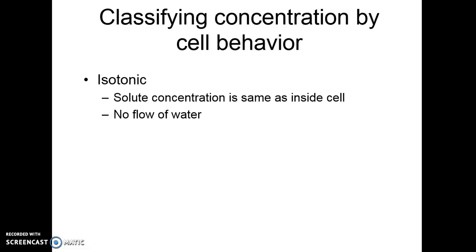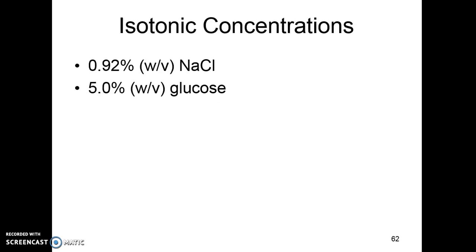Isotonic means same concentration. So if I have an isotonic solution, it has the same concentration of solutes as the inside of a cell, and there's no flow of water. Isotonic concentrations are 0.92% of sodium chloride and 5% of glucose. These concentrations I expect you to know for an exam so that you would be able to predict what would happen.